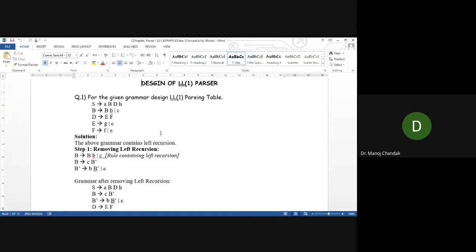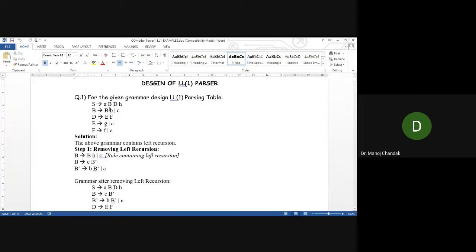So this is a grammar given wherein you can see that in some of the production rule. I think the screen is visible. Word document is visible to all. Okay, good. Yes, thanks, sir.